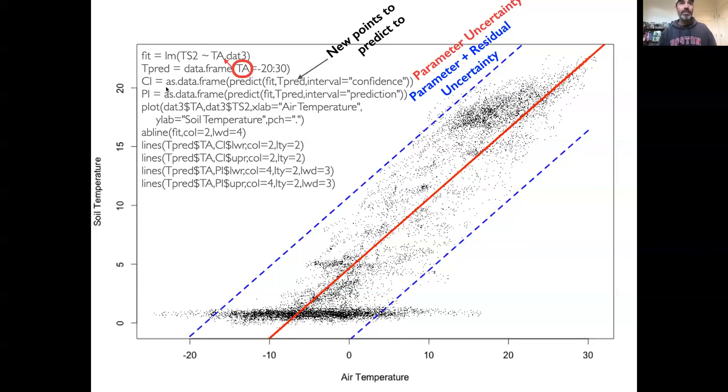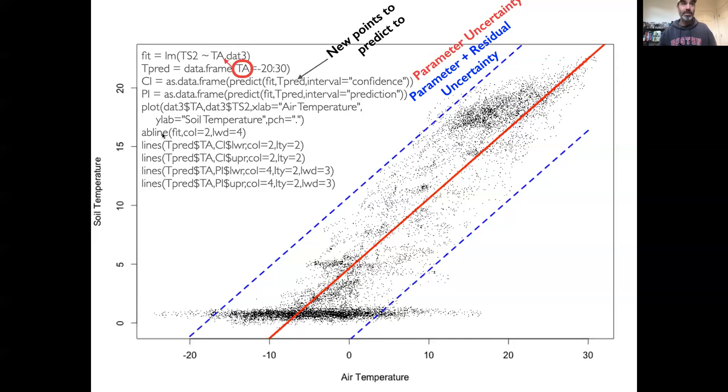Okay, so this is all the calculations I need to do. I fit the model, I set up the data frame to make predictions, I calculate my confidence interval, and made the predictive interval. The rest of this is just plotting it up. So again, I have a plot function, just using base graphics here, air temperature on the X, soil temperature on the Y, some labels. I made the character small on this since I have a lot of data, I'm using the abline function.